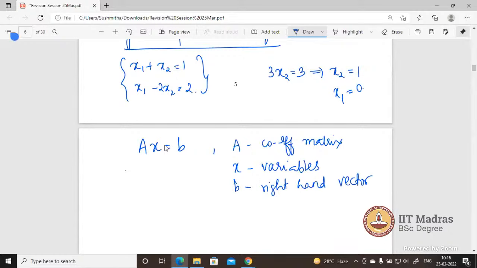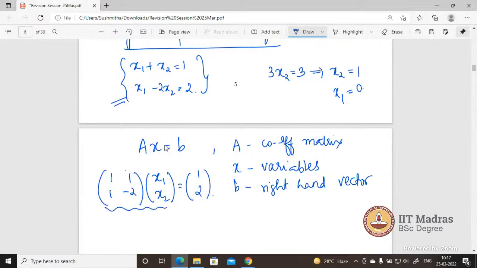So how will this system be written as Ax equals b? What is my A? 1, 1 and 1, minus 2. And then this is x1, x2 is equal to 1, 2. So if you multiply these two matrices, we cannot keep x as minus 2, and either the second equation has some problem. Otherwise, we will not get x2 equal to 1.